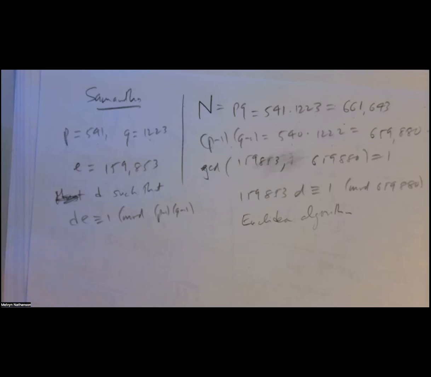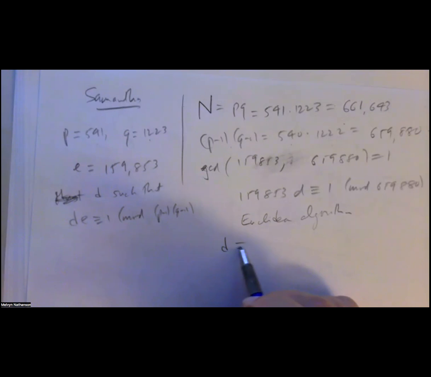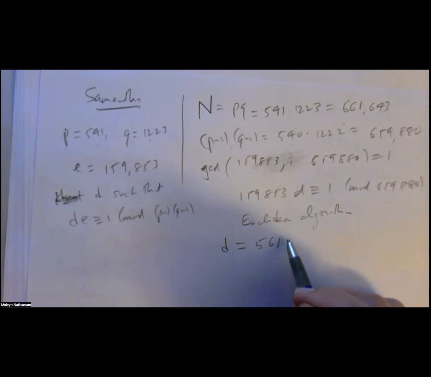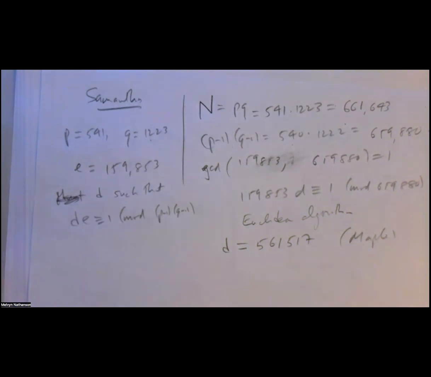So what this says is a solution of this congruence is D equal to 561,517. So you really need a computer to do this. I'm using Maple. And let me just check that this is correct.